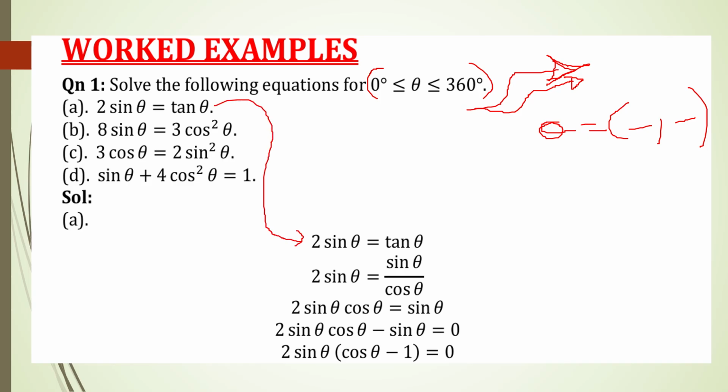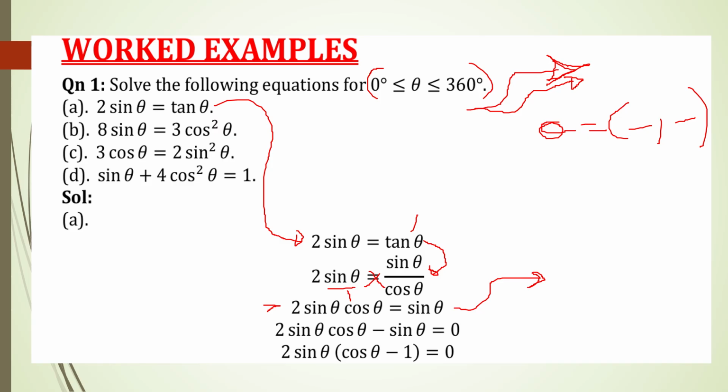they gave us 2 sin theta equal to tan theta. So what we do is convert tan theta in terms of sine and cos, and we end up with 2 sin theta equal to sin theta divided by cos theta. Since we have a fraction here, we make our equation linear by cross multiplying. So you end up with 2 sin theta cos theta being the same as sin theta. But here, the majority of you will be missing out on scores on this step.